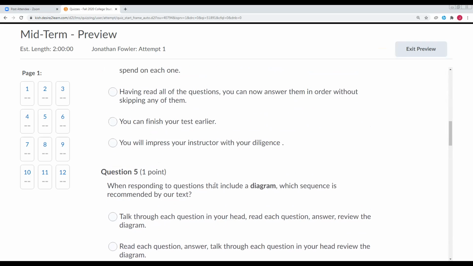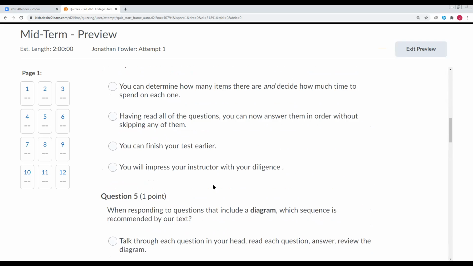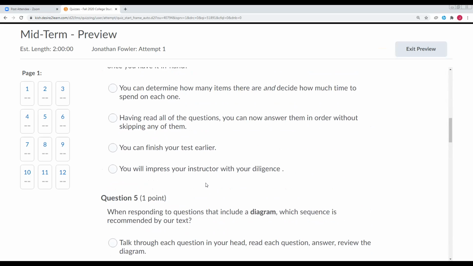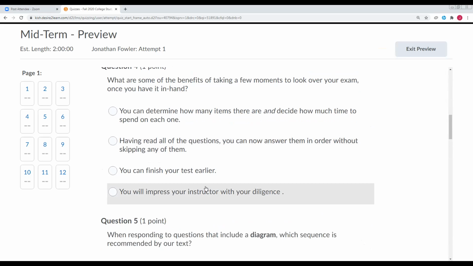Notice in this one, there are some tricky answers for number 4 here. So be careful. Could you impress your instructor with your diligence? Maybe, but does that text talk about that?